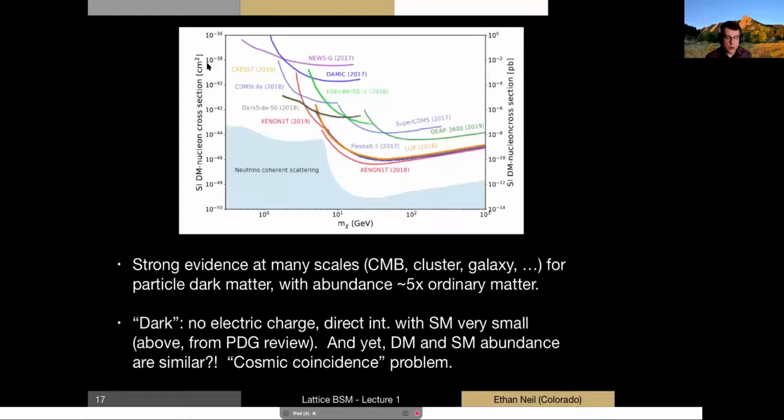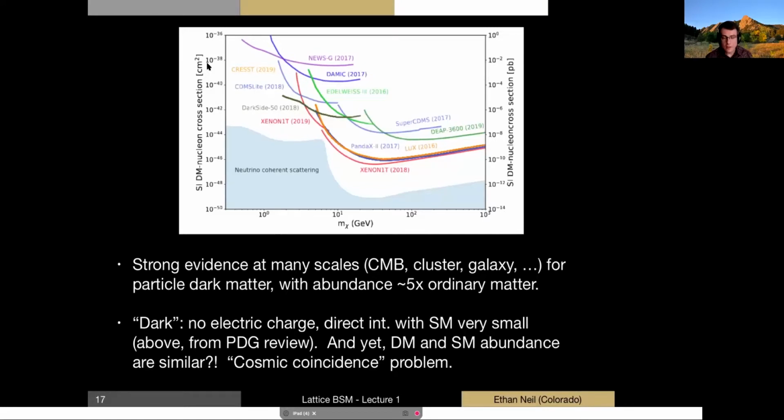All right, let's move on to talk about dark matter. Dark matter is something we have really strong evidence for at many scales at this point, not just the classic galactic rotation curves, but from CMB observations, from galaxy cluster structure, from many different scales. We have good evidence for particle dark matter. We know the abundance is about 5 times that of ordinary matter.